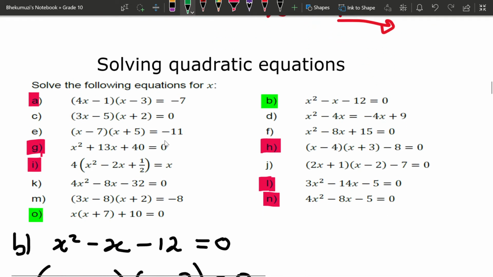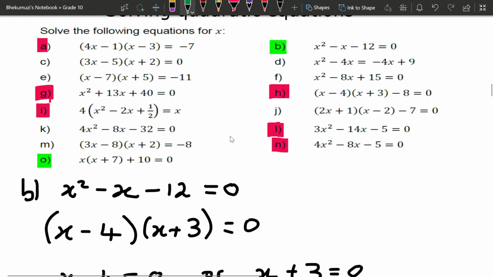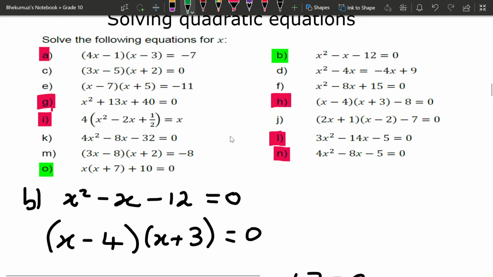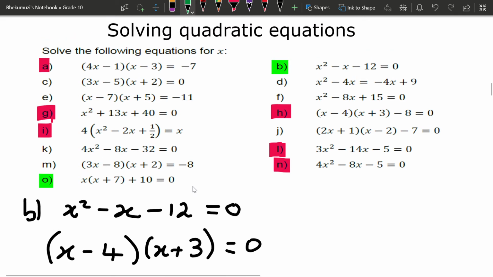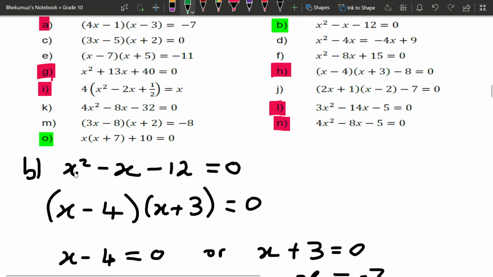And then here we have solving quadratic equations. Now solving quadratic equations is a bit more straightforward, and again, the red highlighted ones are the ones that I would like for you to try out on your own, and the green ones are the ones that you can see in the video. Now in the video, x squared minus x minus 12 is equal to 0.